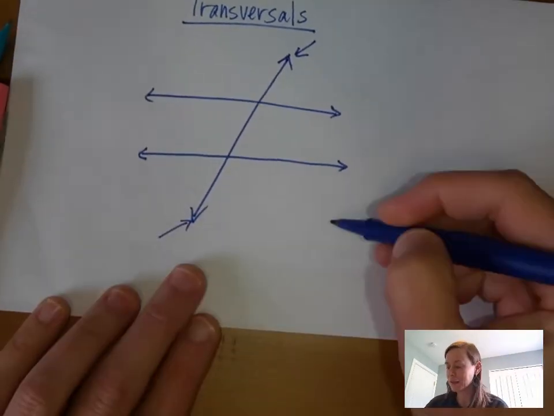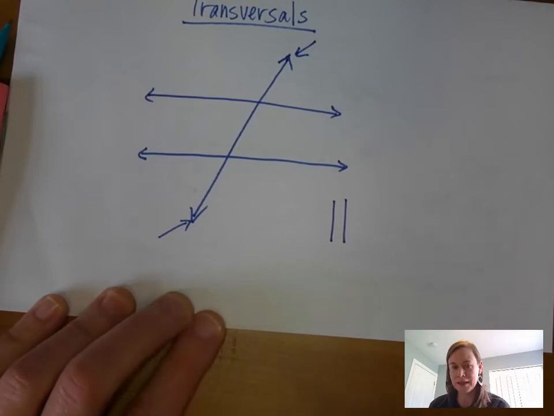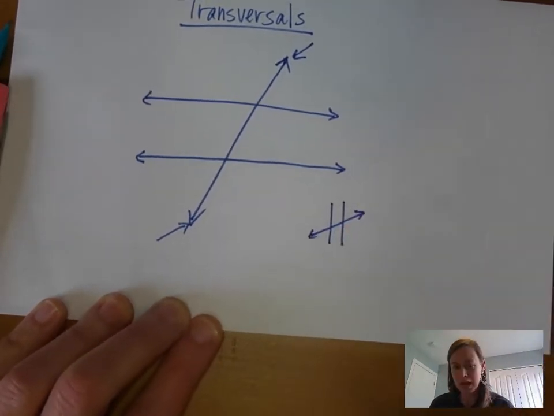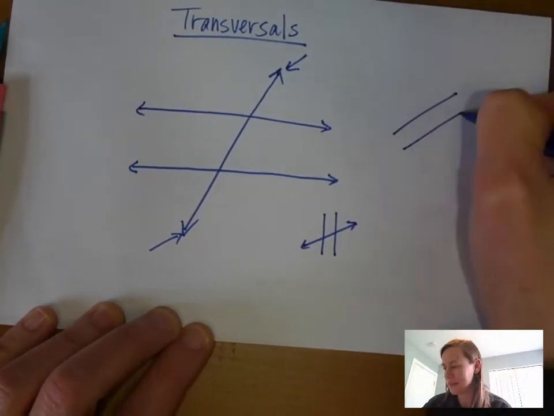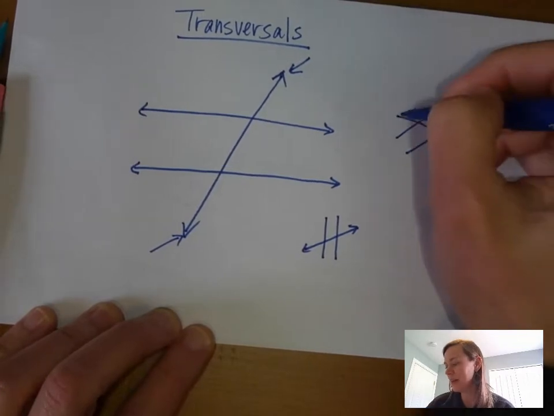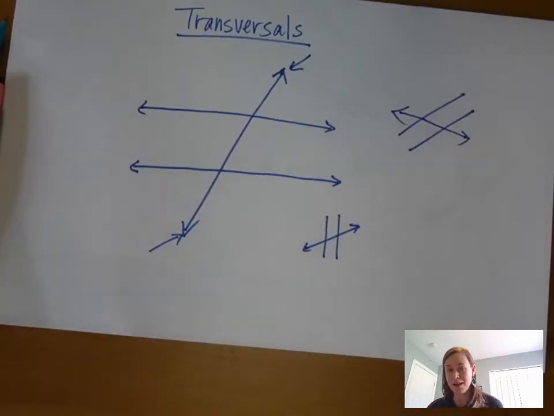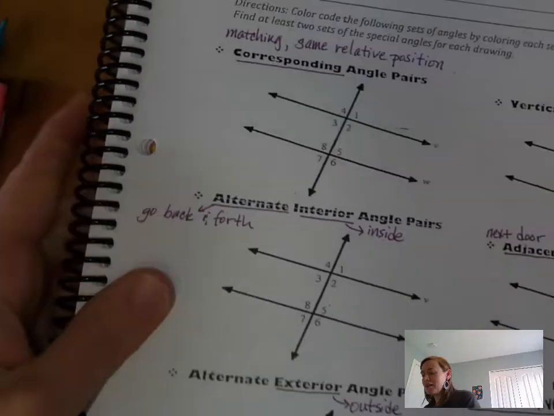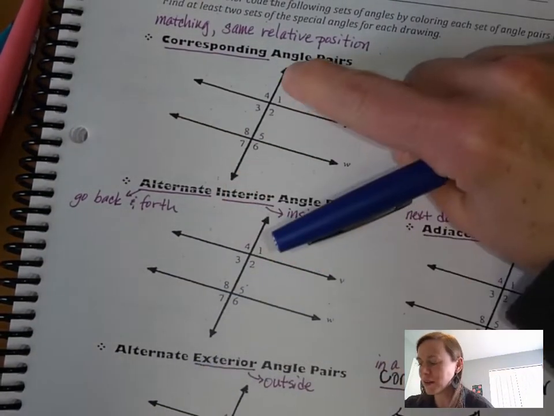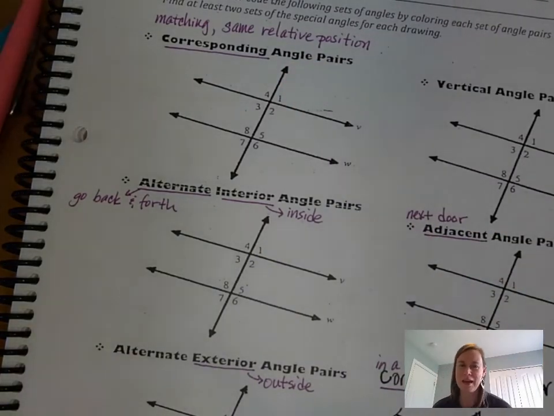Okay, it might look a little bit different. You could do parallel lines this way, and then your transversal could go this way. That would work. Or your parallel lines might be kind of diagonal, and your transversal could go that way. But most of the time, you're going to see it where the parallel lines are going pretty much that way, and the transversal cuts across pretty much that way.